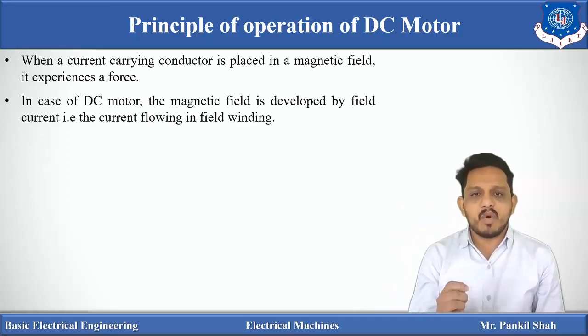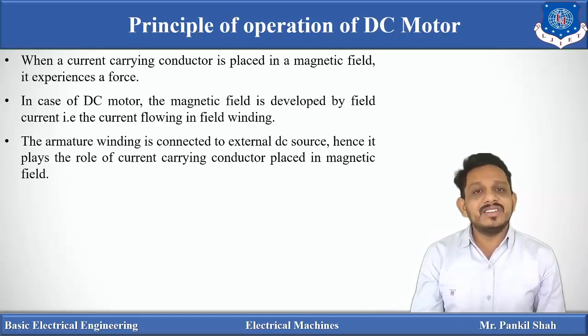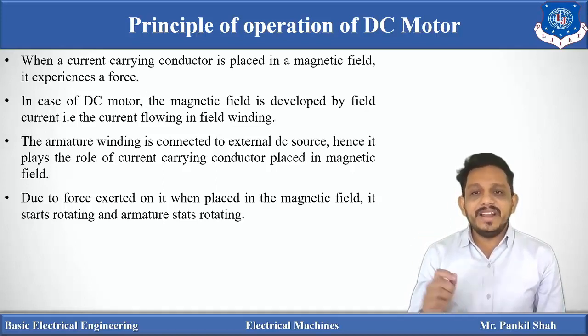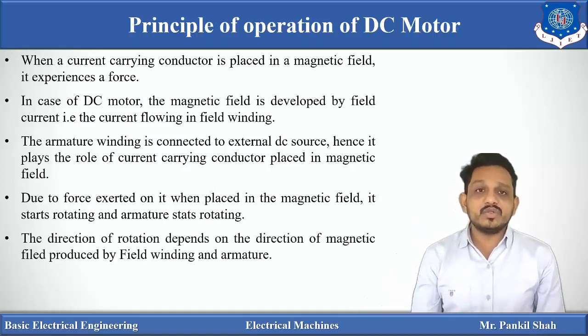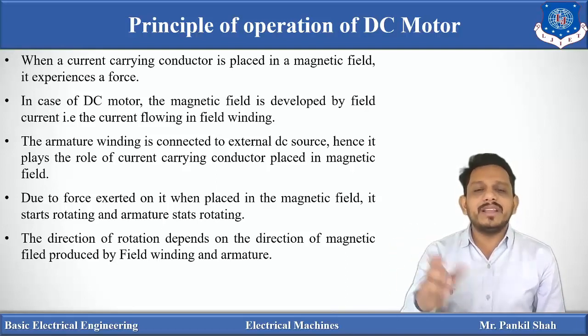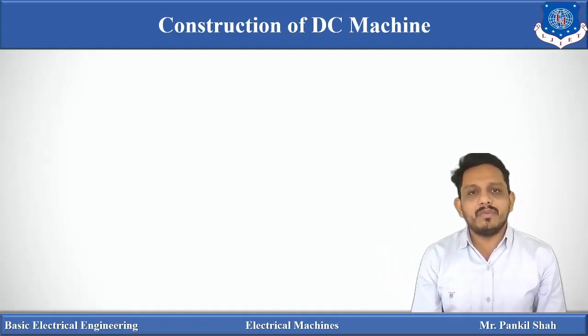In the case of a DC motor, the magnetic field is developed by the field current flowing in the field winding. The armature winding is connected to the external DC source, hence it plays the role of a current carrying conductor placed in a magnetic field. Due to the force exerted on it when placed in the magnetic field, the armature starts rotating. The direction of rotation depends on the direction of the magnetic field produced by the field winding and the armature. So this was the very basic working principle of the DC motor.